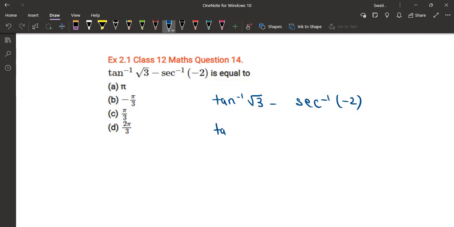So let's write down this tan inverse root 3. For what value of tan is the value root 3? Of course, tan 60. What is 60 in terms of pi? Pi by 3.